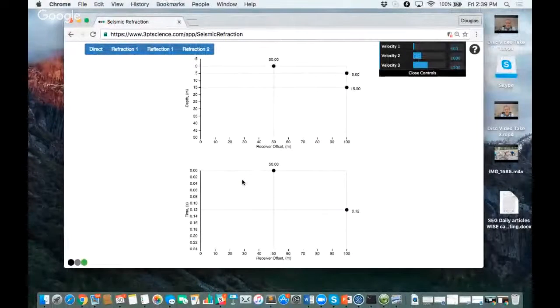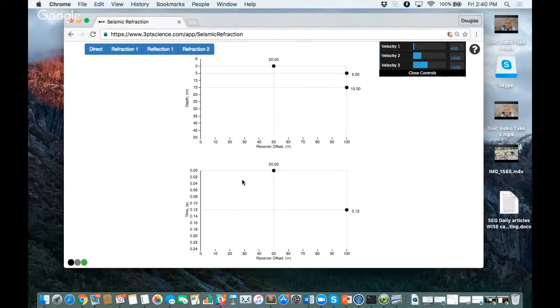Let's see if this works. One of the things that you'll be doing is playing with four seismic apps. This is going to be the first one that you use. Let me try to explain what's going to happen here. This is going to be your simulated Earth model. So this is depth. And this is, well, it's listed as offset. So that's a distance, in meters.